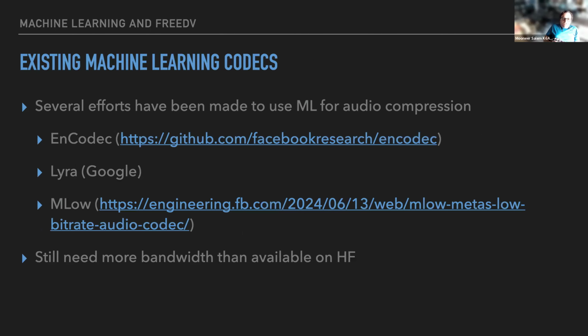And in fact, there's a few companies that have already been working on machine learning type codecs, mostly from Google and Meta / Facebook. And if you guys are interested, the links are up there. They're basically Encodec from Meta, also MLO from Meta, as well as Google's Lyra. And these all actually sound really not awesome if you research them and listen to audio samples. But unfortunately, they still need a lot of bandwidth, so they're not necessarily appropriate for use on HF.